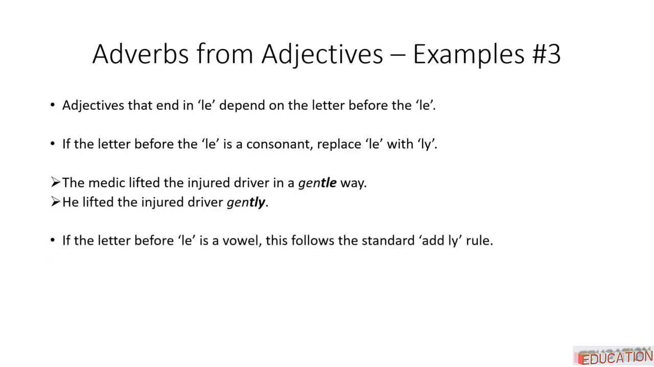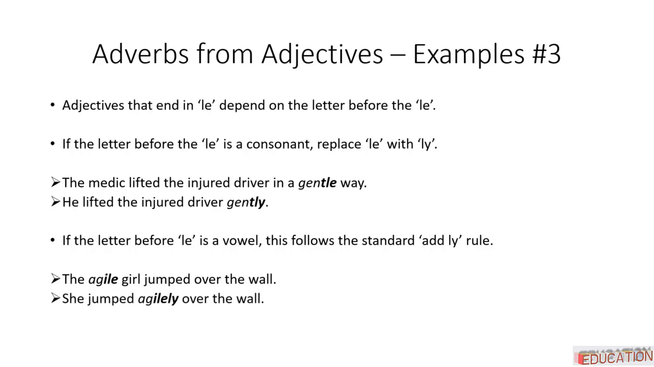If the letter before the le is a vowel, a-e-i-o-u, this actually follows the standard add ly rule. The agile girl jumped over the wall. She jumped agilely over the wall. And the exception to this is whole, the adjective whole becomes the adverb wholly, as we can see written here.